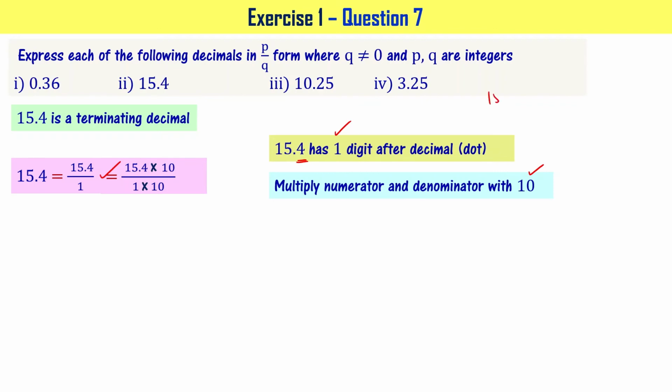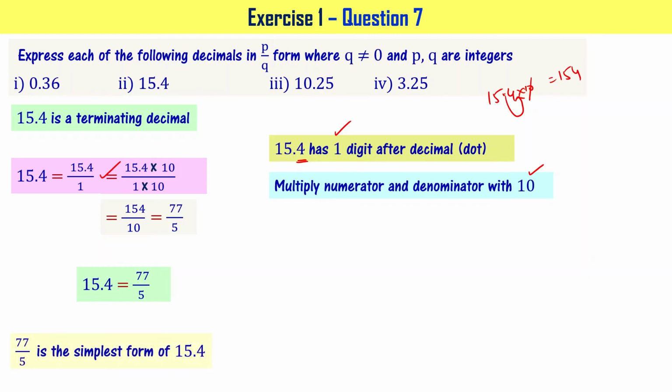15.4 into 10 can now be written as 154, right? 154 by 10 is the answer. Both numerator and denominator are even numbers, so I can divide both by 2, so that it can be written as 77 by 5, right? So 15.4 can be written as 77 by 5. In other words, I can say that 77 by 5 is the simplest form of 15.4 in the rational form, right?